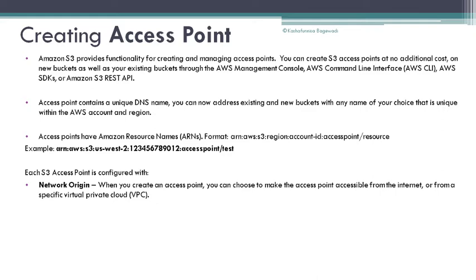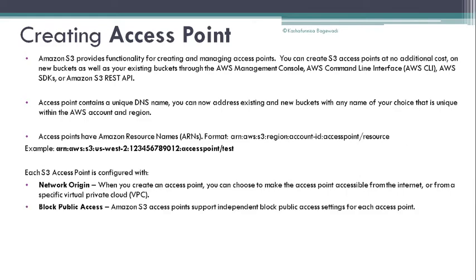When you create an access point, you can choose to make the access point accessible from the internet or from a specific VPC. So while you are configuring, you can choose one of the options for the network origin. You can use either internet or VPC as per your access requirement.